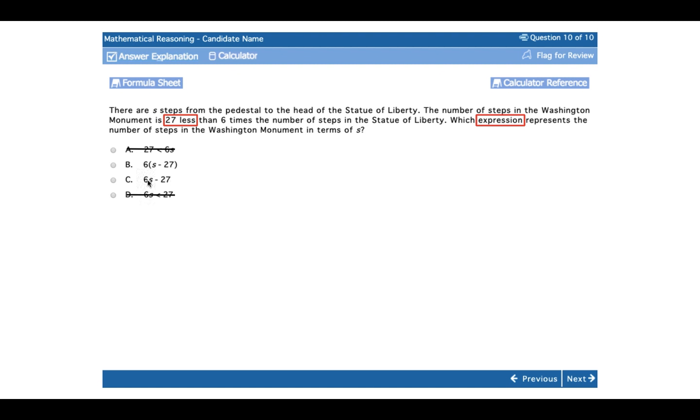Now the question is, which of these is right? Well, let's look at what it says. The number of steps is 27 less than 6 times the number of steps in the Statue of Liberty. And S is equal to steps in the Statue of Liberty. That makes sense. C makes sense to me. By putting these parentheses in, you're going to have to distribute that 6. So you get the 6x, that's right. But then you have minus 27 times 6, which is like 160 something. They don't mention that number anywhere here. So it's not going to be B. The one that makes the most sense is C.